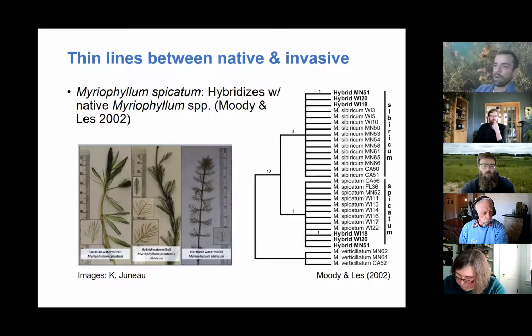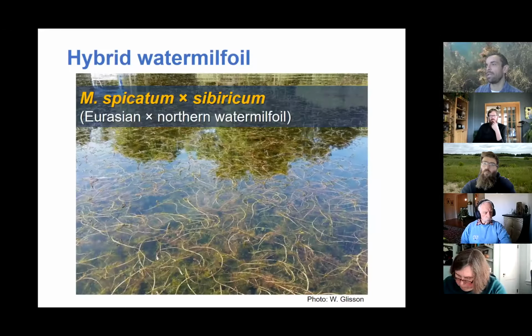Another species where hybridization is important is in Myriophyllum, water milfoil, and specifically Eurasian water milfoil. And it was shown that Myriophyllum spicatum, Eurasian water milfoil, can hybridize with native Myriophyllum species. And in particular, what we're concerned about around here is crossing of Eurasian water milfoil with native northern water milfoil.